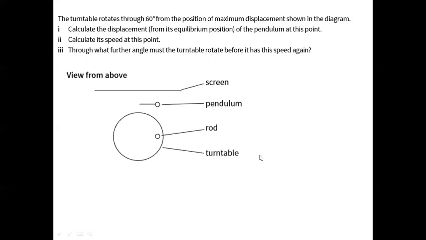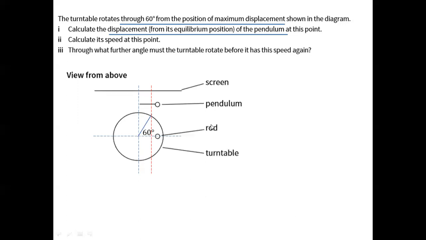Next question. The turntable rotates through 60 degrees from the position of maximum displacement shown in the diagram. Let's first calculate the displacement of the pendulum at that point. To properly label the angle, let's follow these guidelines. This is the position of maximum displacement. Then the turntable rotates through 60 degrees. That means the new position of the rod will be around here. Marking that position, we'll have this red guide line.